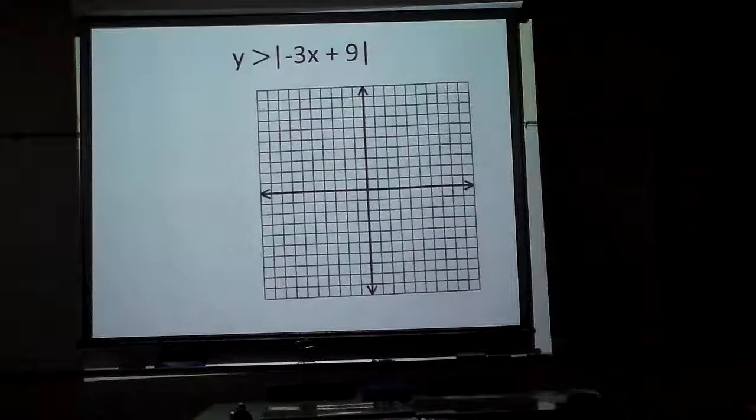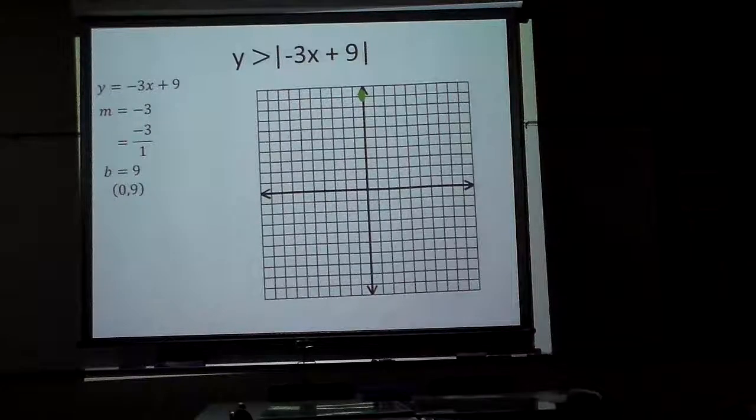Okay? So notice this problem right here, no bar. So first off, I'm going to pretend it's just an equal. Y is equal to negative 3x plus 9. M is negative 3, meaning it's a rise over run of negative 3 over 1. The y-intercept is 9, or at 0, 9. So I'm going to put a dot at 0, 9.